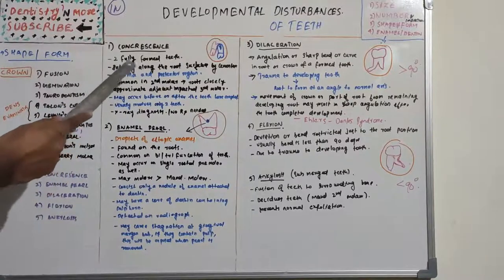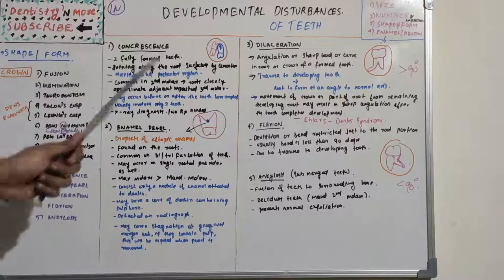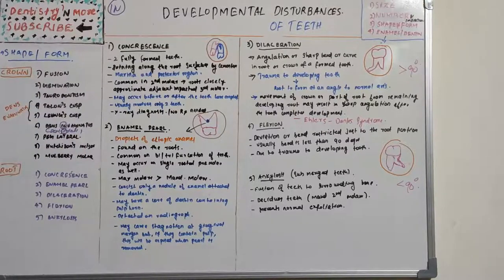Compared to the mandible, it is commonly seen in the maxilla, and compared to the anterior side, it is seen mostly in the posterior region. The common teeth involved are the second molars. Second molar's roots closely approximate an adjacent impacted third molar. So the second molar and the adjacent impacted third molar are united at the roots, and it may occur before or after the teeth have erupted. It usually involves only two teeth, we need an x-ray for diagnosis, and no special treatment is required for this condition.